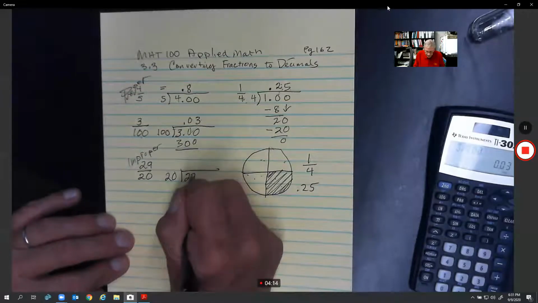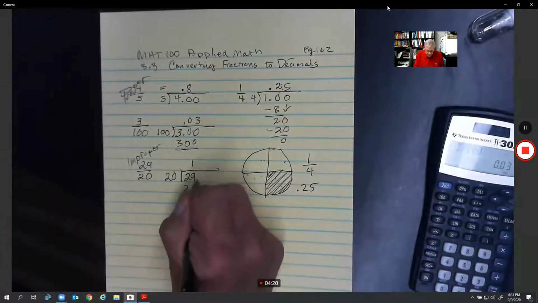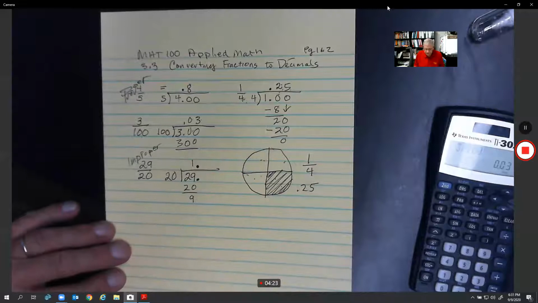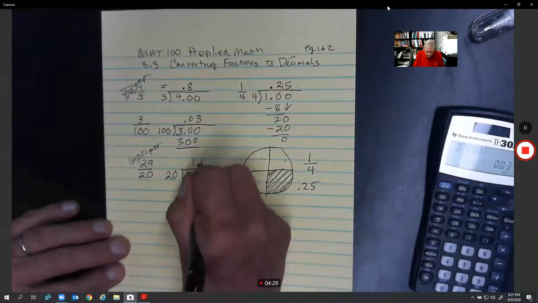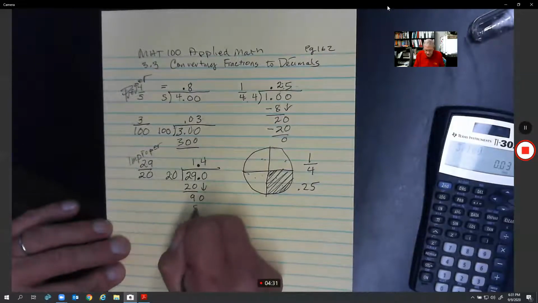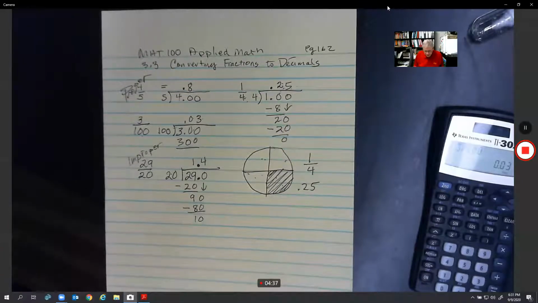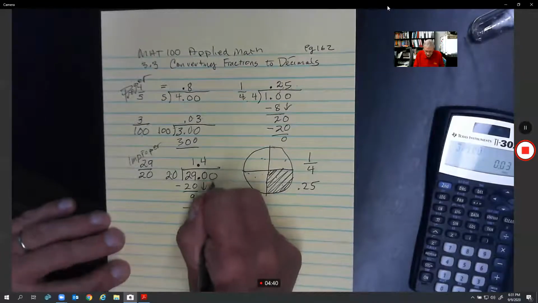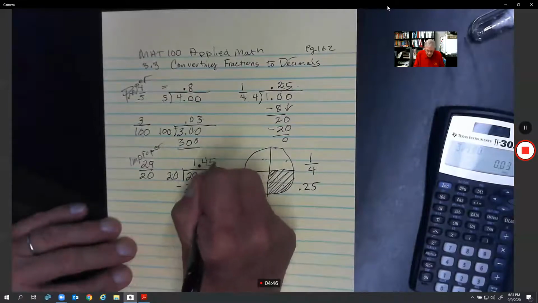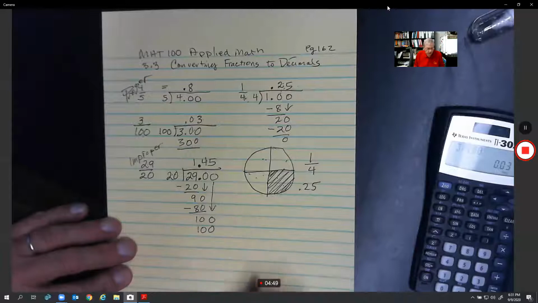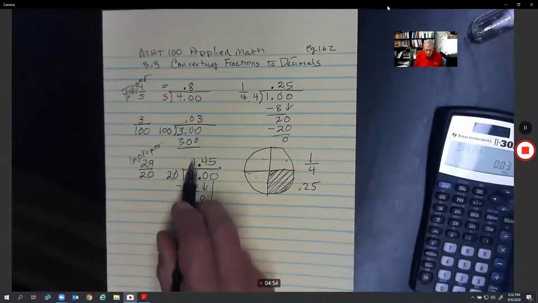So 20 into 29 can go once. 9 left over. Let's add a decimal point and bring it up, and add a 0 and bring it down. 20 into 90, probably 4 times. 4 times 20, 80. 10. Okay, 20 can't go into 10, which is good. Add another 0, bring it down. 20 into 100, 5. 5 times 20, 100. 20 nickels in a dollar. Okay, so 29 over 20 is 1.45.